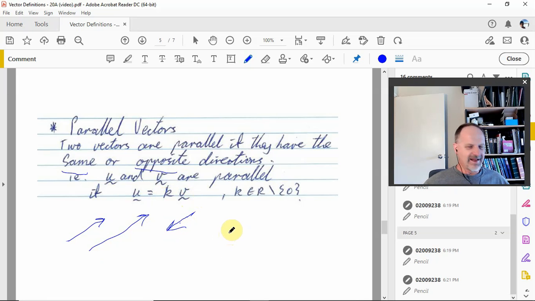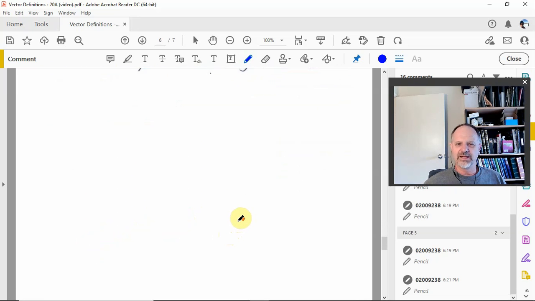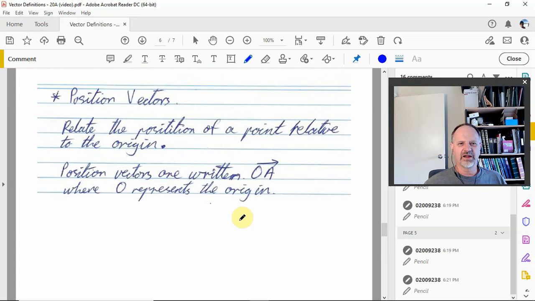All right, now, I kind of hinted at these vectors before. Look at that, left myself a lot of space. Position vectors, where are they? There they are.